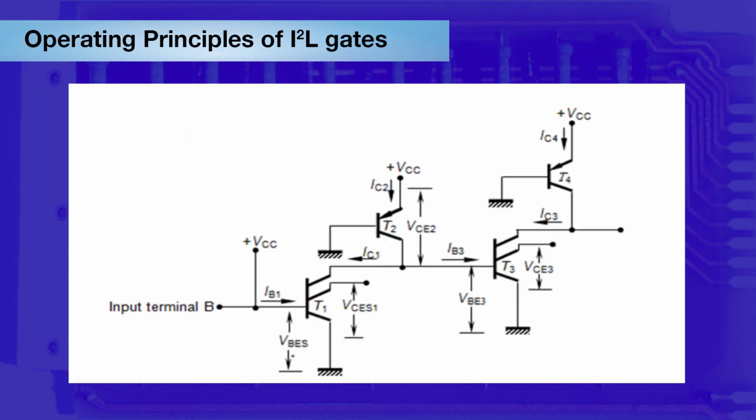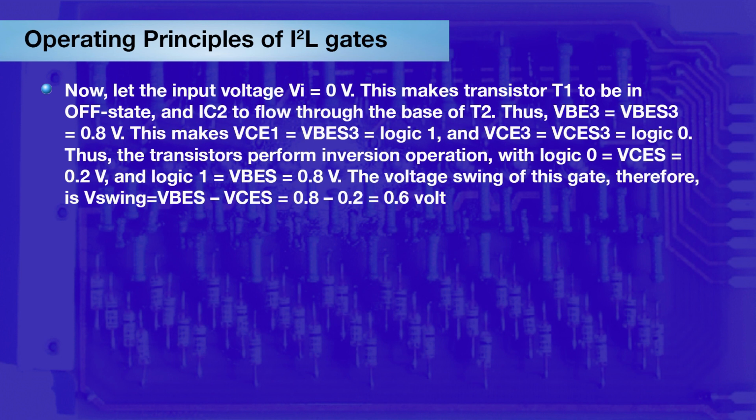Now, figure 5 is a detail of terminal voltage and current in the I2L gate. Now, let the input voltage V1 equal 0 volt. This makes transistor T1 be in the off state, and IC2 flows through the base of T3. Thus VBE3 equals VBES3, equal to 0.8 volt. This makes VCE1 equal to VBES3, which is logic 1. The VCE3 equals VCES3, which is logic 0.